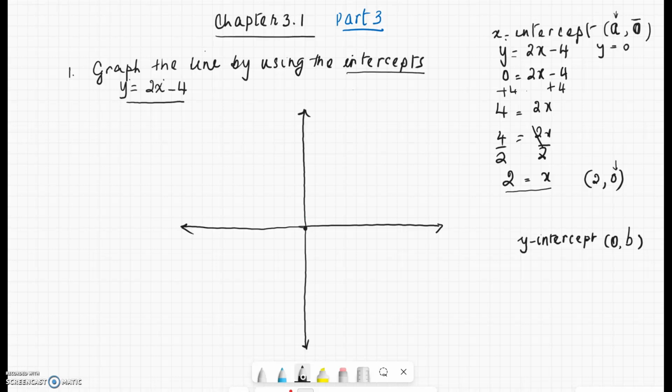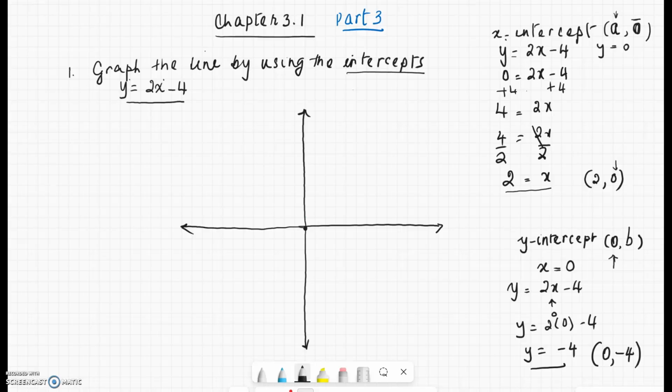The y-intercept, remember, is the point where the graph crosses the y-axis, and on the y-axis, x is always equal to 0. So y equals 2x minus 4. X is 0. So y equals 2 times 0 minus 4. So y equals -4. So what is the point where the graph crosses the y-axis? X is always 0 on the y-axis, and it crosses at y equals -4.